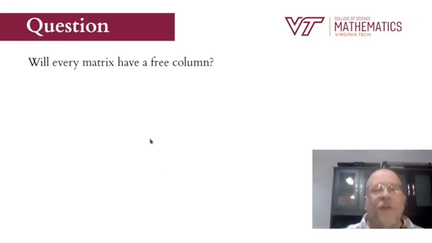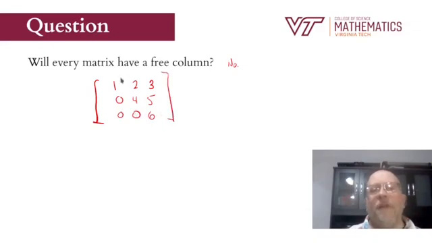Will every matrix have a free column? Well, no. We've seen plenty of examples already that don't have a free column. 1, 2, 3, 0, 4, 5, 0, 0, 6 is an example where my leading entries show up in every column. Every column is basic.